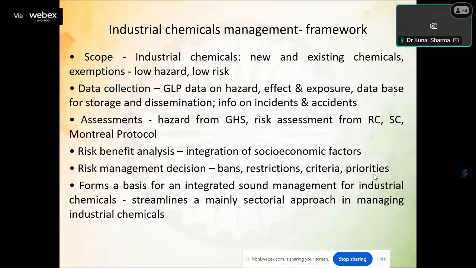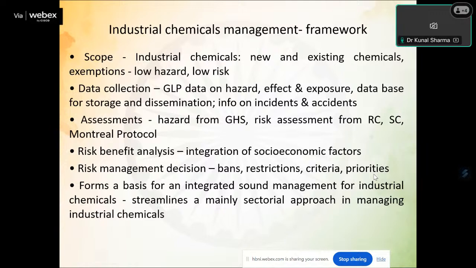Assessments, hazards from GHS, risk assessment from RCSC, Montreal Protocol, all the conventions, Rotterdam Convention, Stockholm Convention, Montreal Protocol, everything is there. So they have quoted over here that we can assess any hazards from GHS and assessment from any earlier conventions. They also, in the framework, talk about risk benefit analysis, where integration of socio-economic factors should be there. It is not like that we are a poor country and we are importing and exporting hazardous chemicals which can impact the economy.